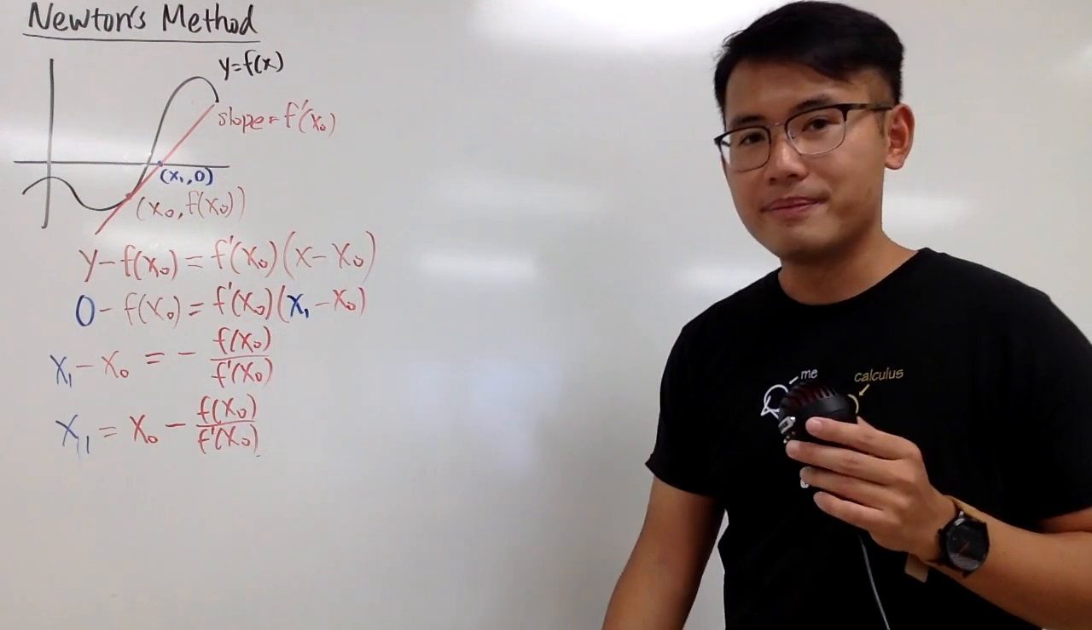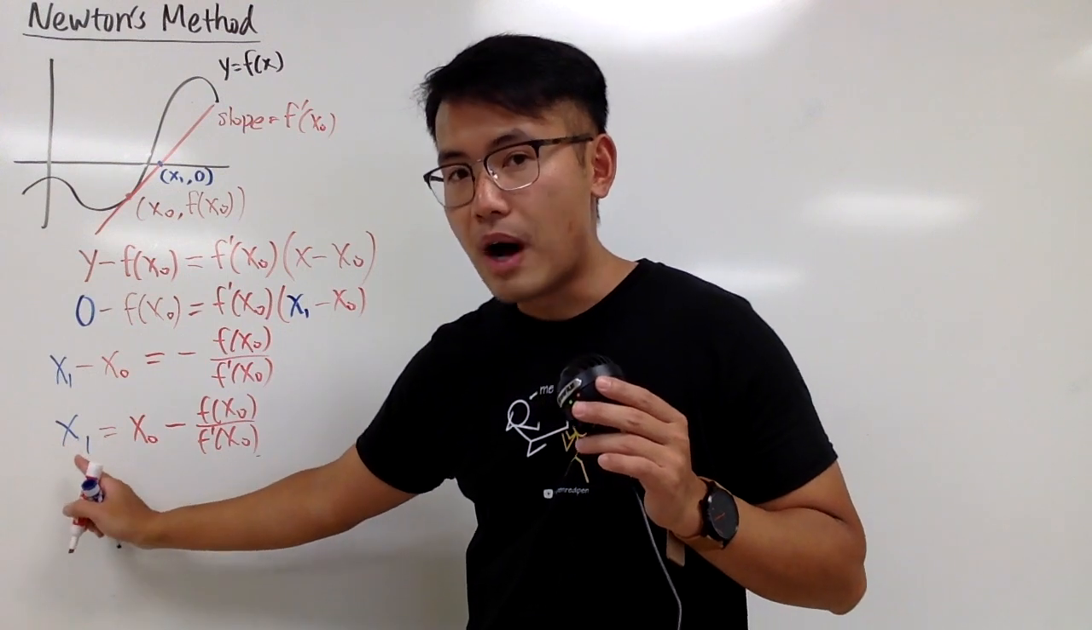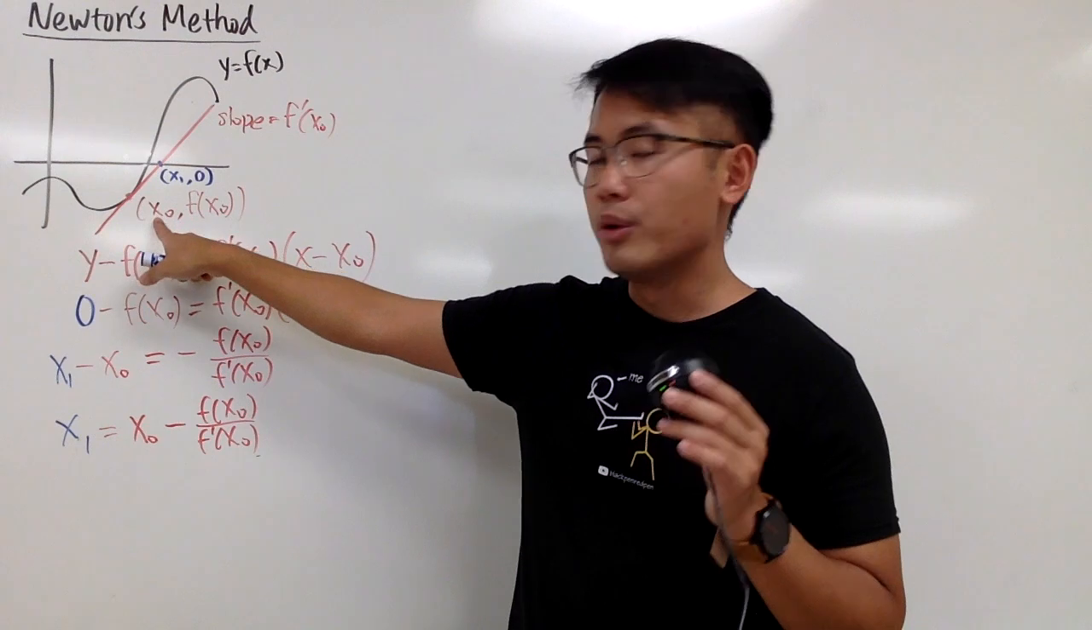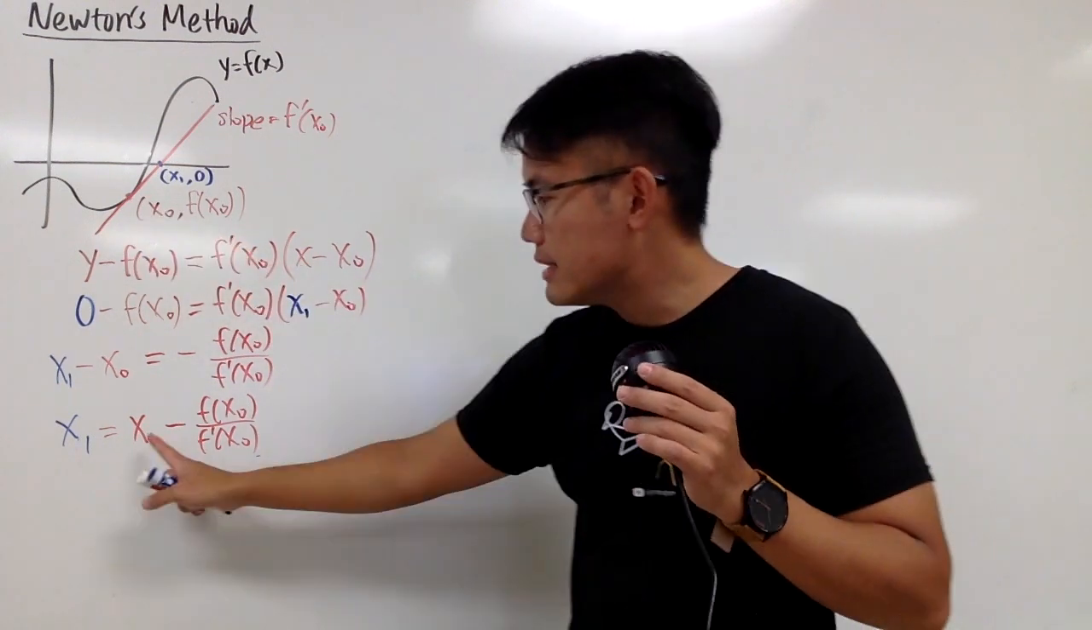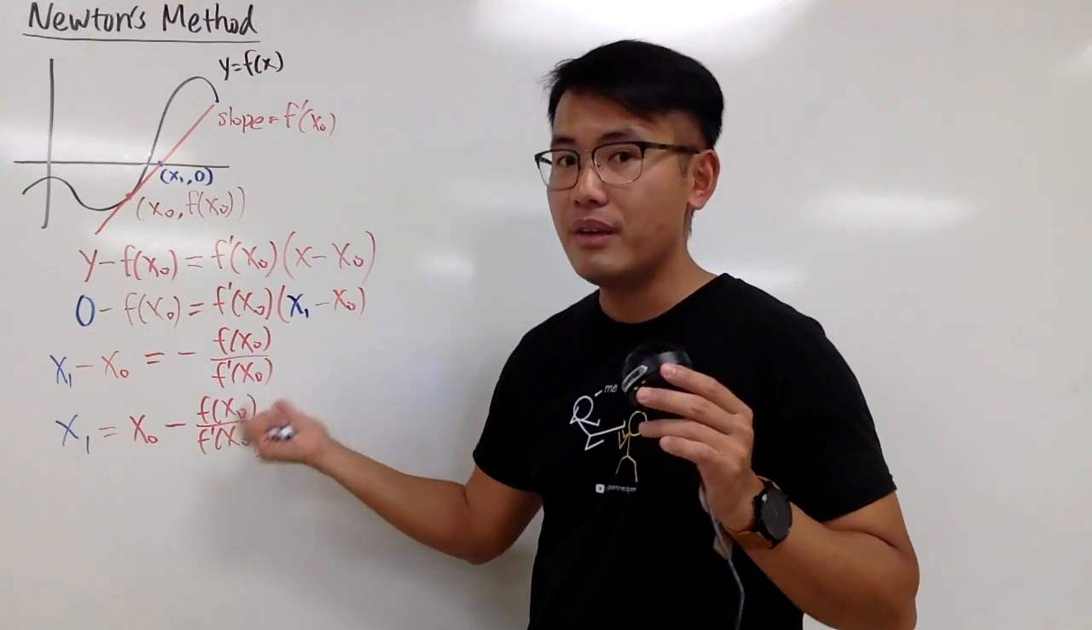So that's pretty much it. And as you can see though, x1, this new x value, which is supposed to be a better approximation than the original educated guess, is depending on the original guess, right? Everything is in terms of x naught.